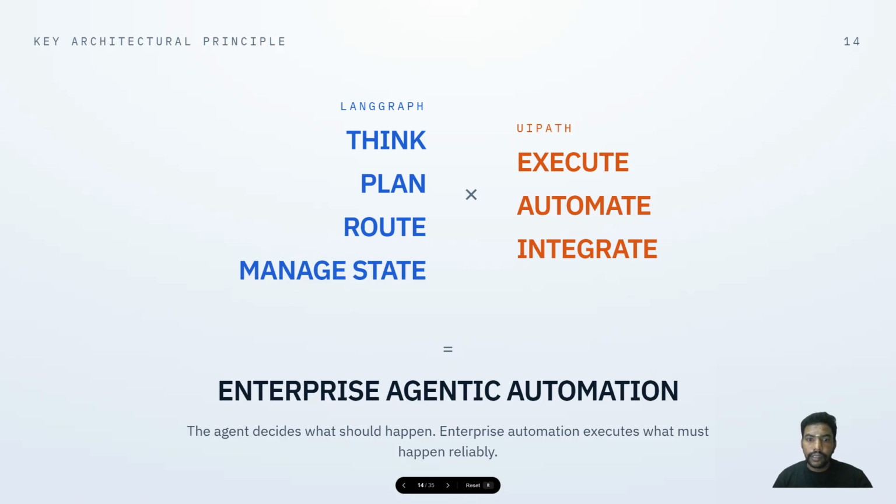Now, it becomes a design test you can apply in any review. The agent decides what should happen, and enterprise automation executes what must happen reliably. So, if you are ever unsure which side a responsibility belongs on, ask one question: if this is wrong, do I get a bad decision or a bad transaction? Bad decisions are recoverable with review and iteration. A bad transaction costs money, trust, and sometimes compliance standing.